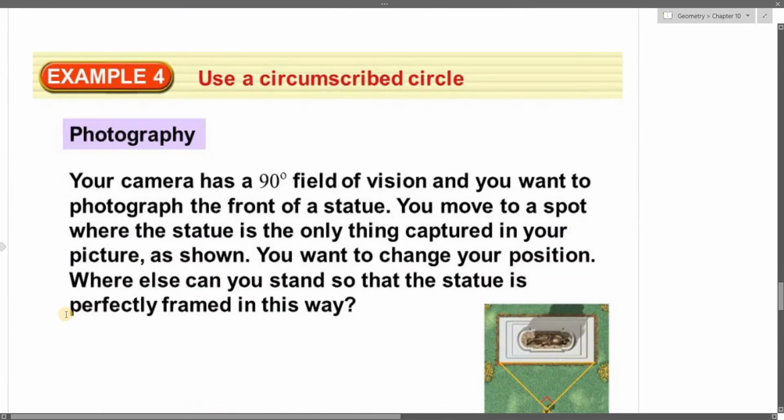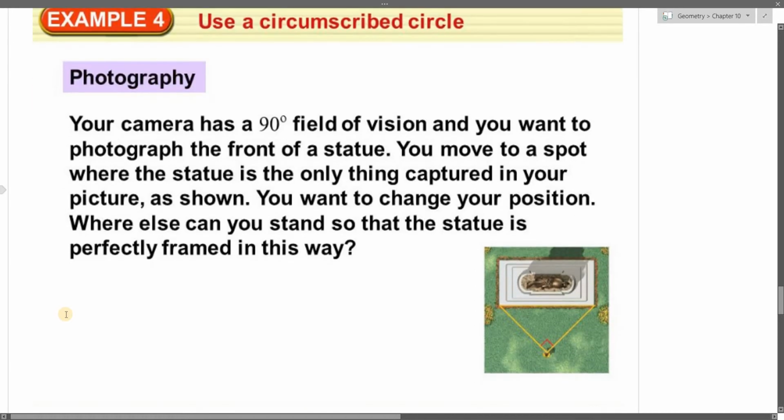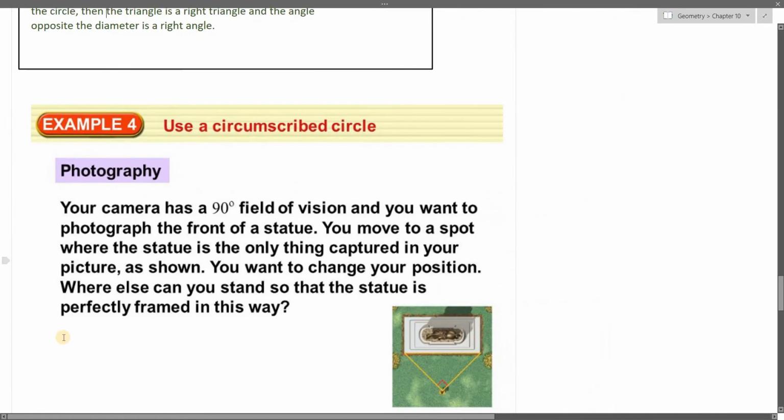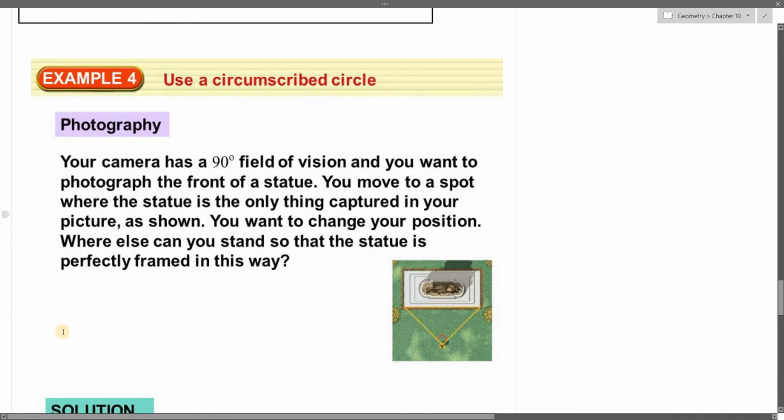Alright, here is example 4, and like I said in the past, this is exactly what it says. It's an example. There's no math involved. It's just something to show you. So it says, photography. Your camera has a 90-degree field of vision, and you want to photograph the front of a statue. You move to a spot where the statue is the only thing captured in your picture as shown. You want to change your position. Where else can you stand so that the statue is perfectly framed in this way?